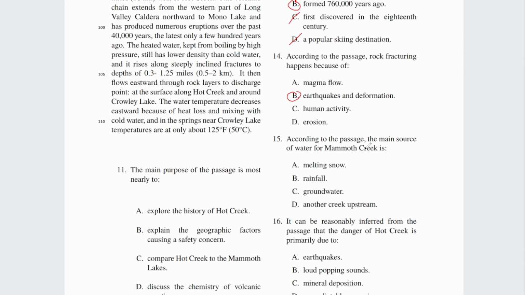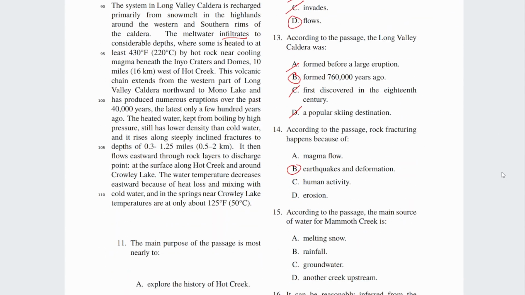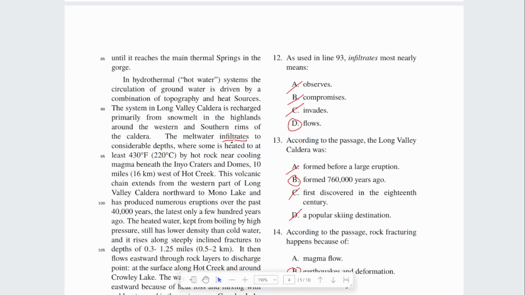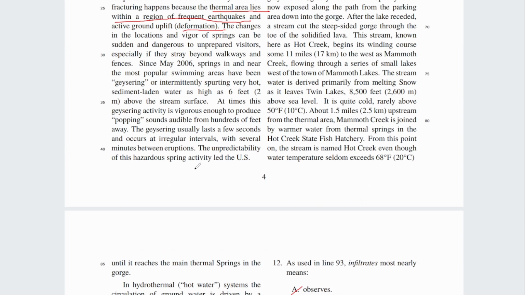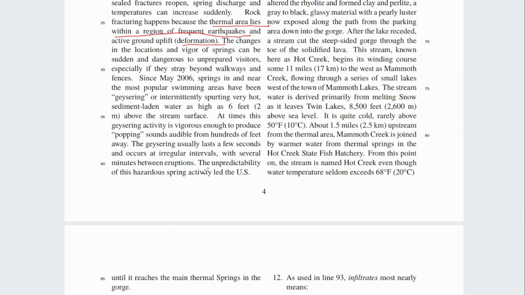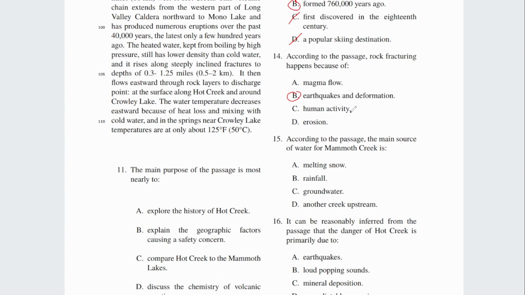Okay, according to the passage, the main source of water for Mammoth Creek is what? Melting snow. So let's find Mammoth Creek. We have water systems and the hot springs, which are sort of discussed in the last part. I think we're sort of more up here. Here is our discussion of Mammoth Creek. And, okay, we see the stream water, right? Mammoth Creek, which is a stream. Stream water is delivered primarily from melting snow as it leaves Twin Lakes. Primarily from melting snow. There is answer choice A.